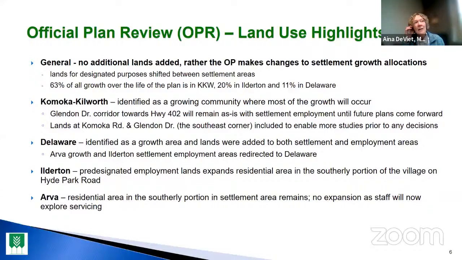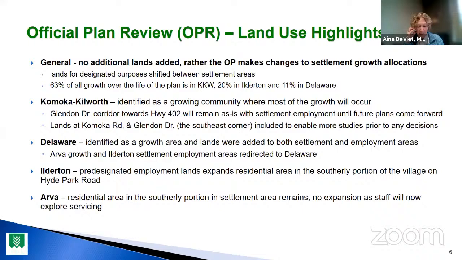So really, there is a focus on new growth in Delaware, and that will, of course, require expansion of municipal services into the Delaware area, as the official policy statement from the province requires that growth is only happening in areas that are serviced. So that thrust to Delaware is going to be happening as well.